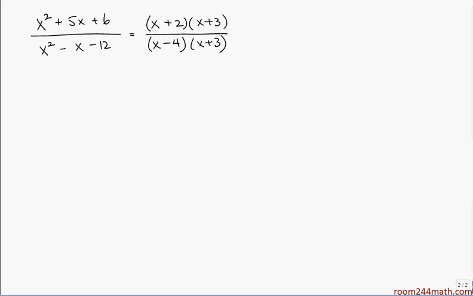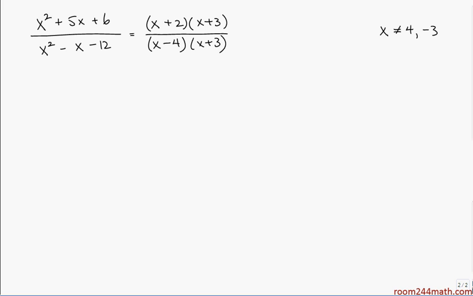So now we can see that the denominator has two binomial factors, and we can write the restrictions. So what are the restrictions? Let's write them over here on the right. x minus 4 would equal 0 if x were equal to 4, so that's one of the restrictions. And x plus 3 leads to a restriction of negative 3, because if x is negative 3, then that factor would equal 0.